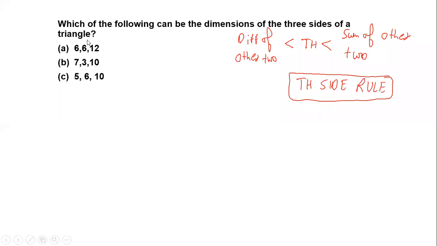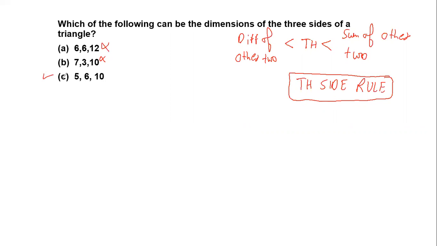Now, if I say which of the following can be the dimensions of the sides of a triangle. If I look at option A, 6, 6, 12, it cannot be a triangle because the third side is actually equal to the sum of the other two sides, not possible. Similarly, when I say 7, 3, 10, can it be a triangle? No. The third side I can clearly see is equal to the sum of the other two sides. If I give you a protractor and a scale also, you cannot draw a triangle with these dimensions.